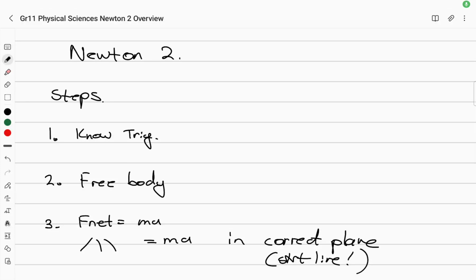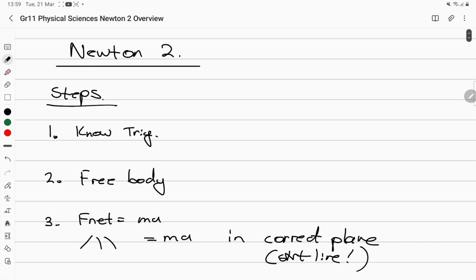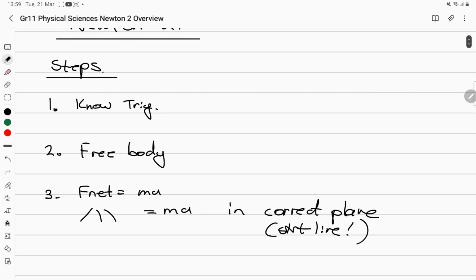Good morning and welcome to the grade 11 Physical Sciences Newton 2 overview. We have Newton 2 questions in our test and exams. Let's look at the steps, how to basically work these out with an overview kind of framework.